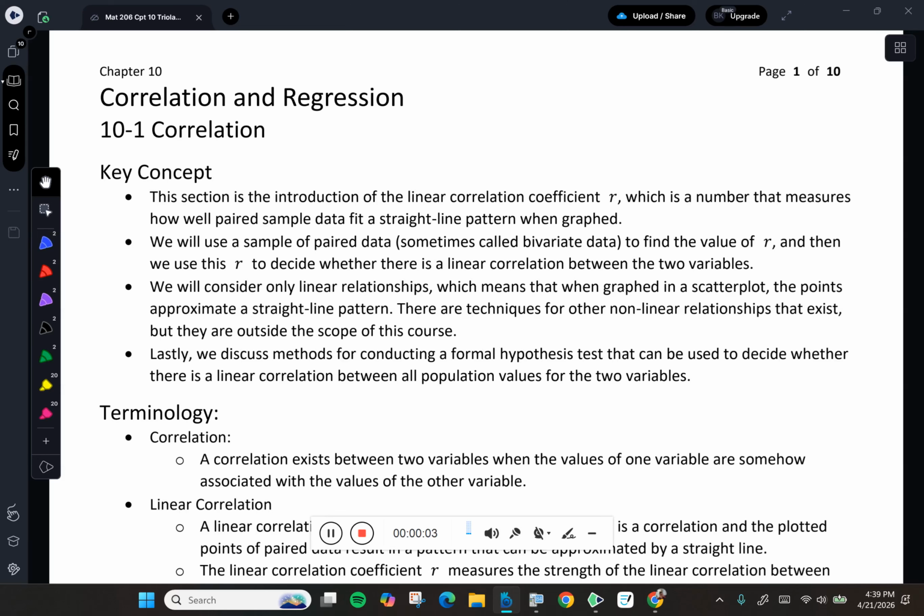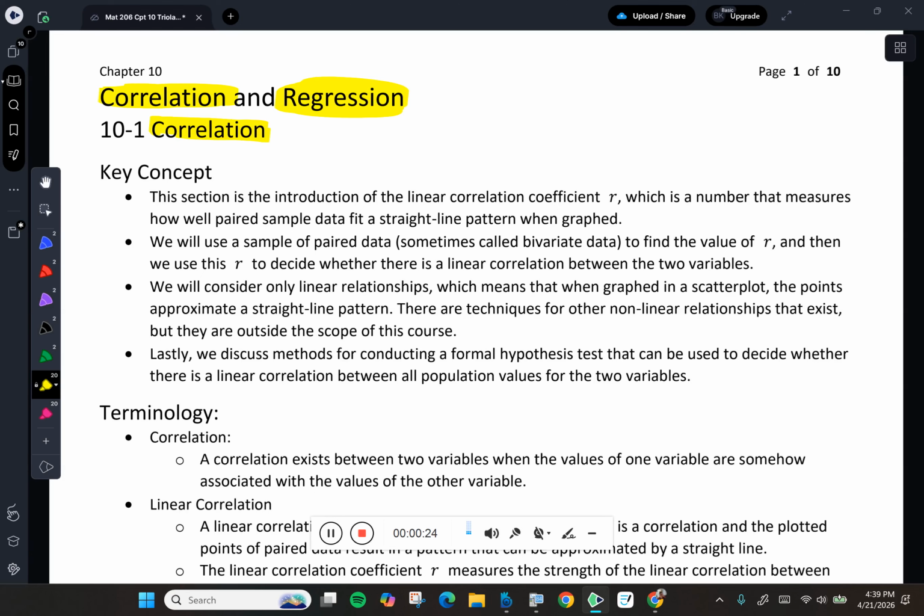All right, so welcome back for chapter 10. In this chapter, we're going to take a look at the idea of correlation and then regression, specifically linear regression. But we're going to start in section 10.1, our first section, with the idea of what correlation is and how we can measure correlation or measure the strength of correlation.